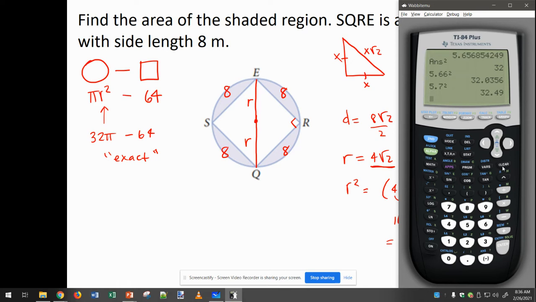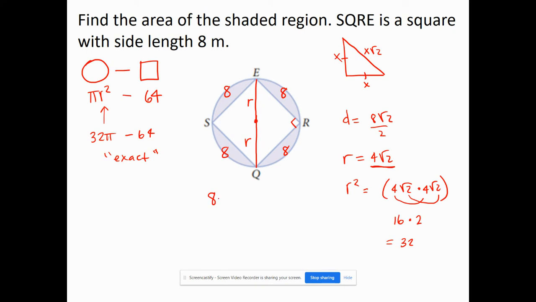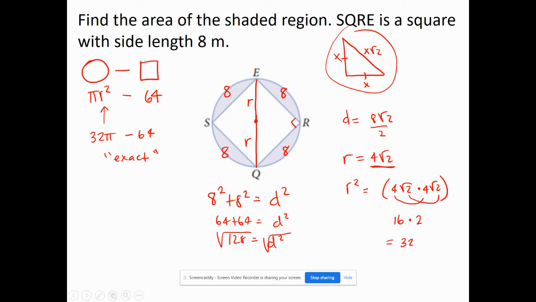So one other way you could have done this is back to the right. Let's say you forgot this rule. Then you could have just done 8 squared plus 8 squared equals d squared, right? Then 64 plus 64, and that's 128, and then take the square root. What's the square root of 128? It's 5.65, and so on. So you could do it that method also. But then make sure you're going to square this entire number to get 32.